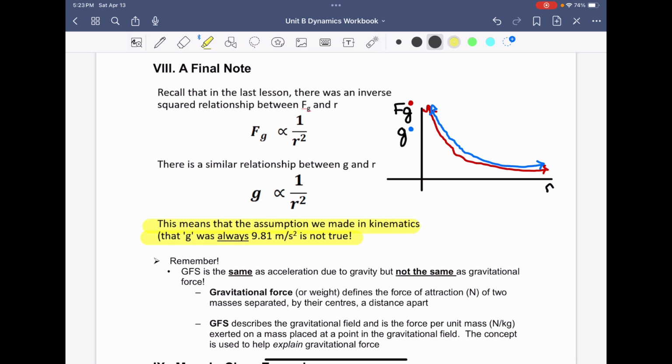Now that we're going to potentially move to other planets, or we're going to be shifting it throughout space and time, we don't want to have just this general 9.81. Gravitational field strength is now a dynamic value within dynamics.